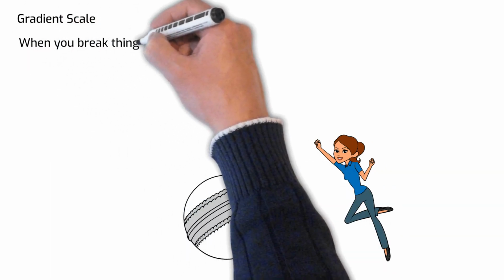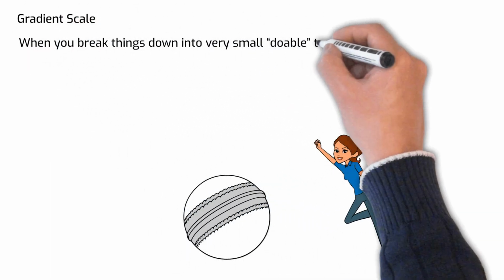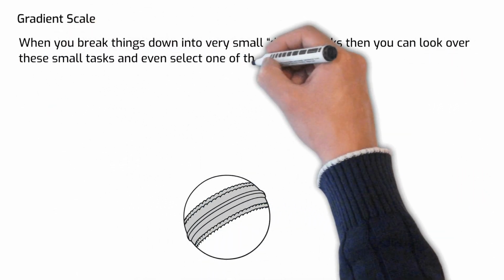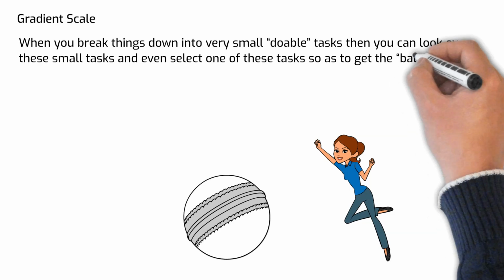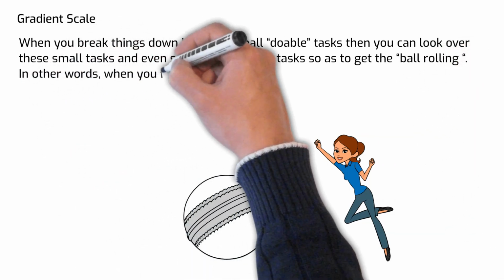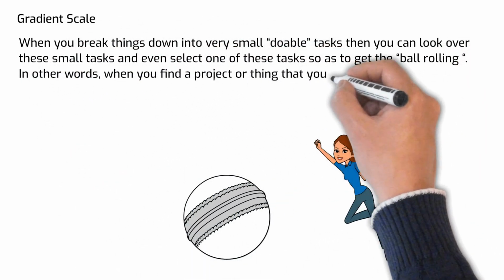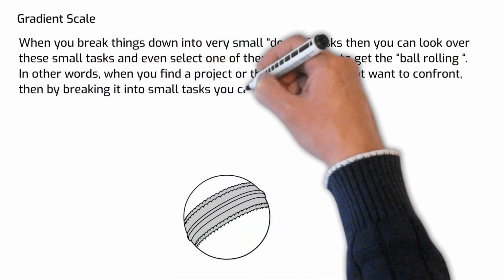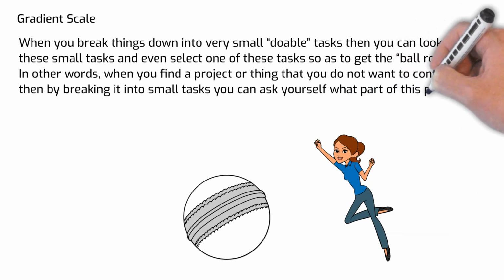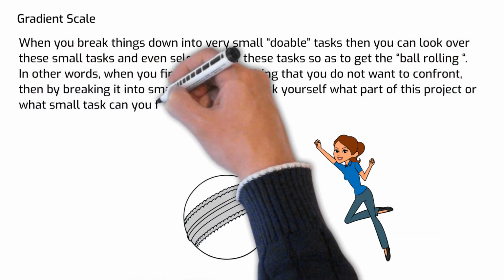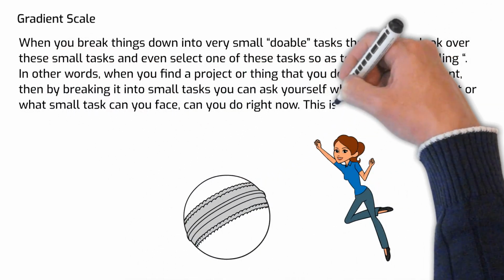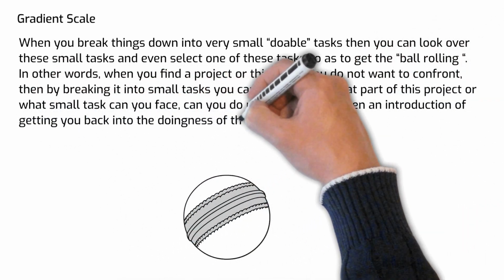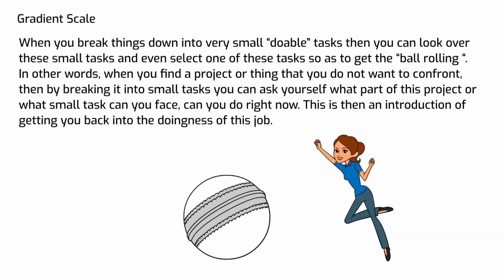When you break things down into very small, doable tasks, then you can look over these small tasks and even select one of these tasks so as to get the ball rolling. In other words, when you find a project or thing that you do not want to confront, then by breaking it into small tasks, you can ask yourself, what part of this project or what small task can you face? Can you do right now? This is then an introduction of getting you back into the doingness of this job.